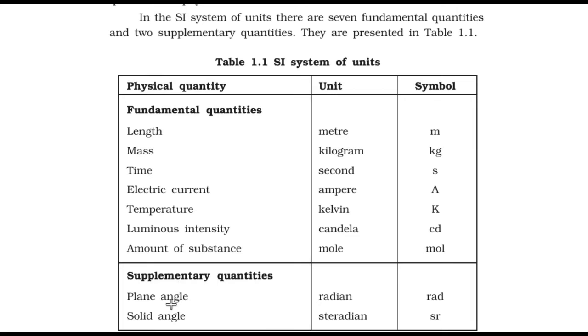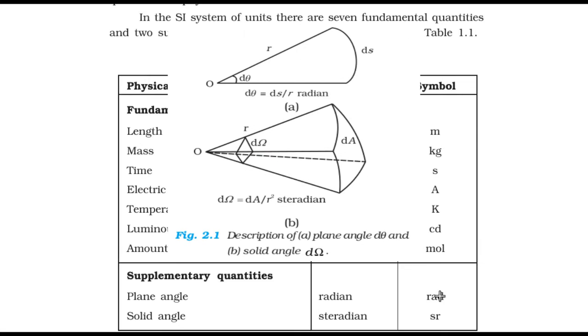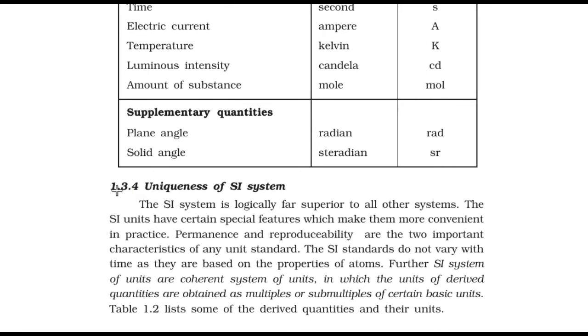Second is supplementary quantities. We have two kinds of supplementary quantities: plane angle and solid angle. Plane angle's unit is radian and symbolic representation is rad. Solid angle unit is steradian and symbolic representation is sr. So plane angle and solid angle, you could see the uniqueness of the SI system. The SI system is logically far superior to all other systems. The SI units have certain special features which make them more convenient in practice.